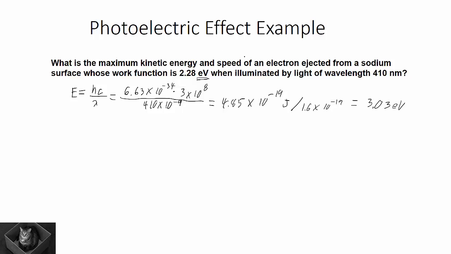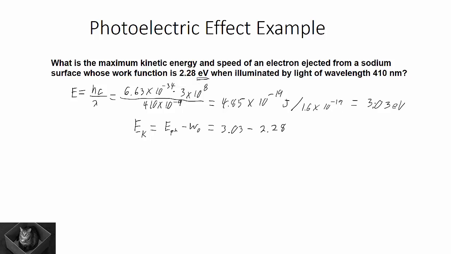So that is going to be the energy. We don't have the maximum kinetic energy yet, so to get that, we say the kinetic energy equals hf, which is the energy of the photon. I'll just write E photon here, minus the work function. Energy of the photon was 3.03, minus the work function was 2.28.